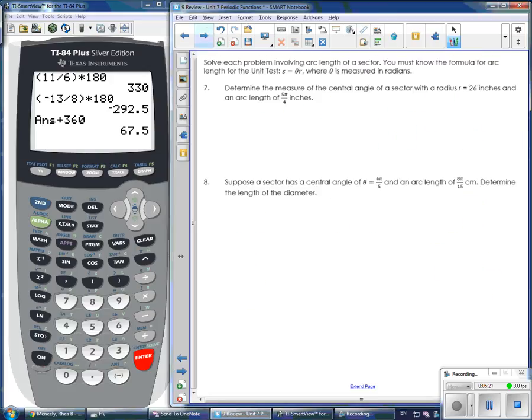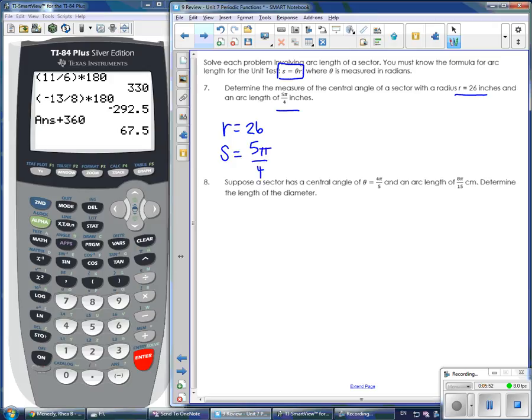We have a formula that basically tells us that the arc length of a sector is equal to theta times the radius, where theta is measured in radians. So if we take a look at number 7, it says to determine the measure of the central angle of a sector that has a radius of 26 and an arc length of 5 pi over 4. So what we're given here is our r value, which is 26. And if we know the arc length, that's actually an s value, which is 5 pi over 4.